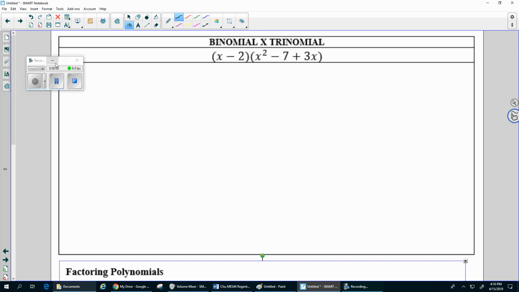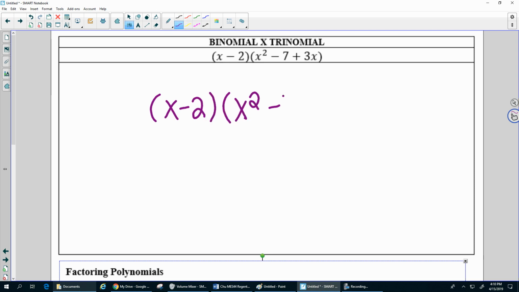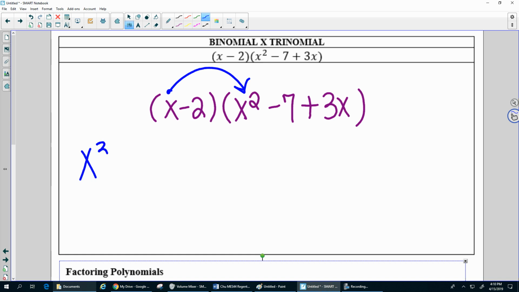Okay, we're on to our third page. The first problem is a binomial multiplied by a trinomial. Let's first copy down the problem. x minus 2 times x squared minus 7 plus 3x. So you multiply, always start with your first term, and we're going to multiply to every other term in the other factor. So I'm going to do x times x squared. You get x cubed. x times negative 7, that's a minus 7x. x times 3x, that's going to give you 3x squared.